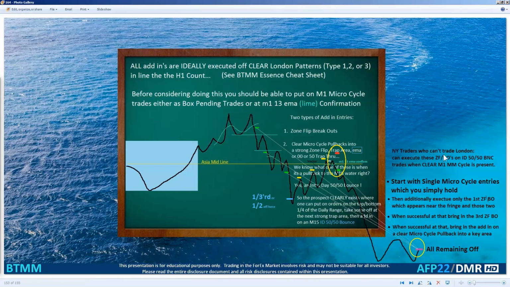All right, so New York traders who can't trade London can, yes, execute these zone flip breakouts on intraday 50-50 bounce trades and other trades.